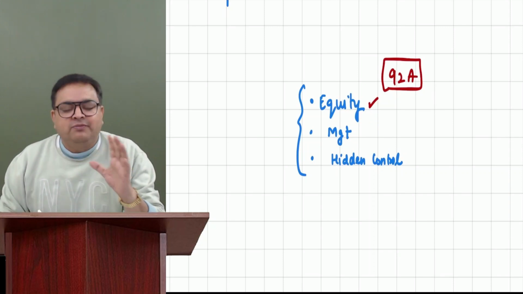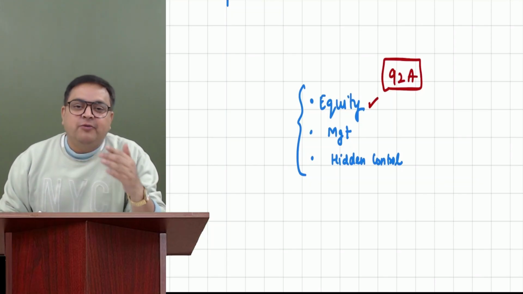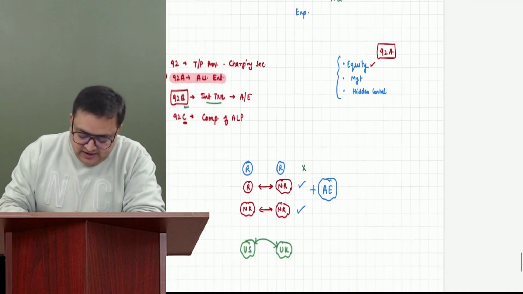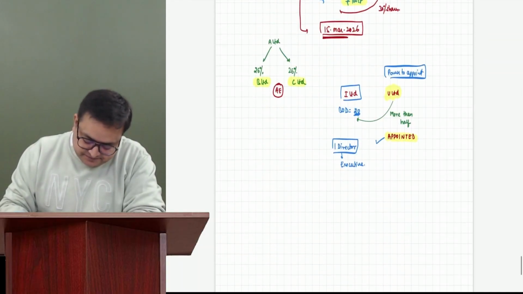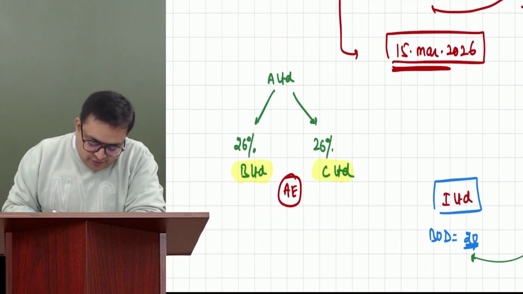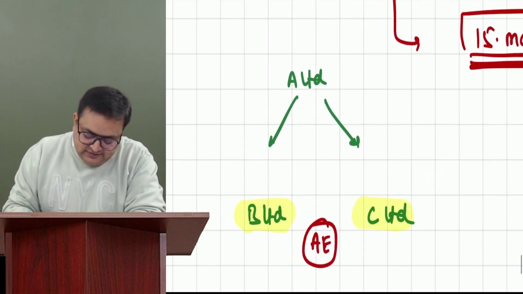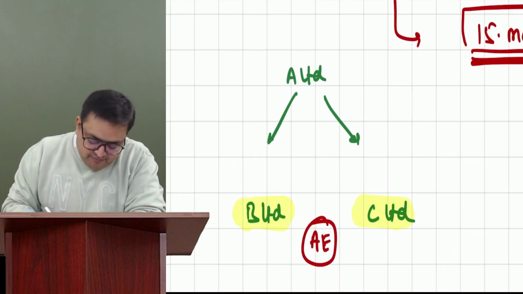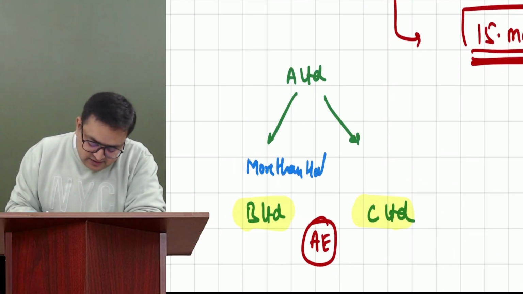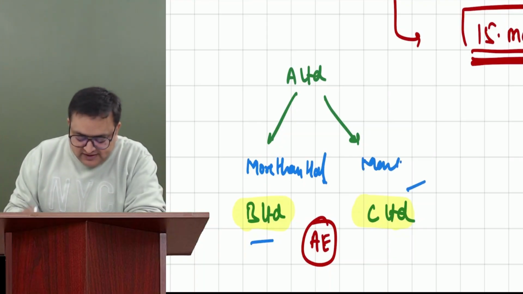Power to appoint? No, power to appoint is not important. Actually appointed is important. At least one should be, or at least you have appointed one executive director, right? Let's say, for example, similar to this one, let's say A Limited has appointed more than half in B, and they have also appointed more than half in C.